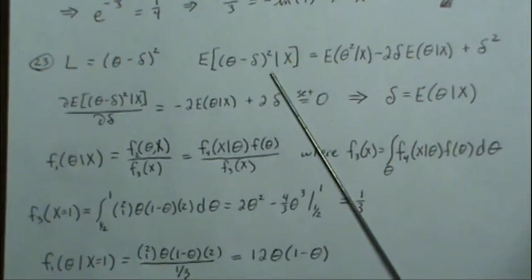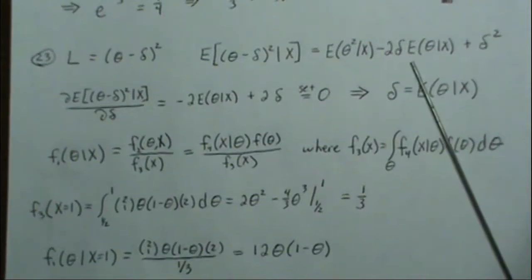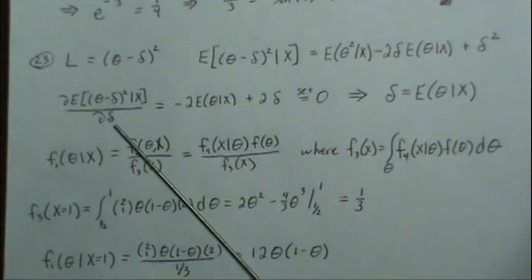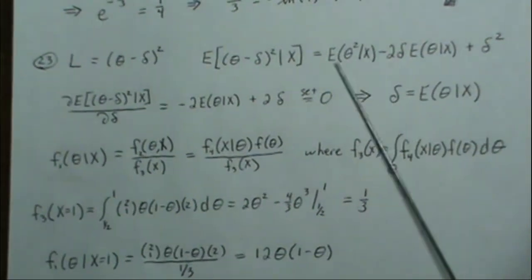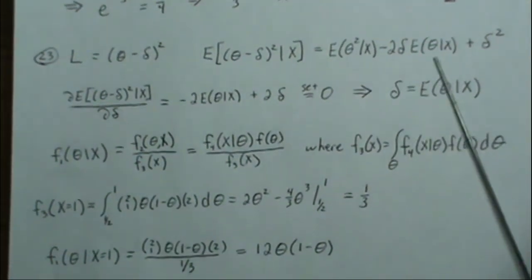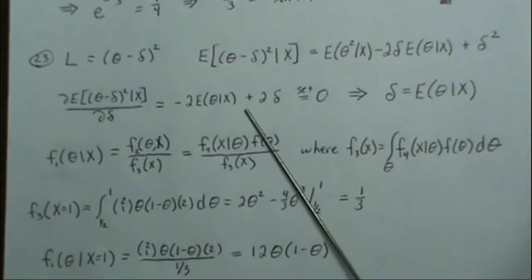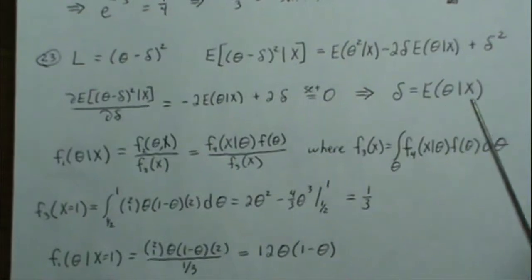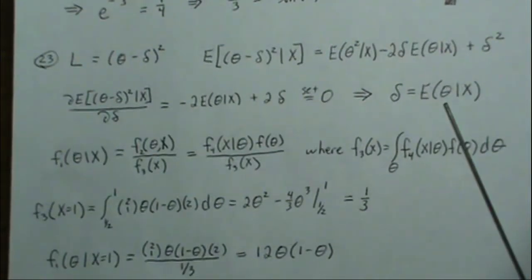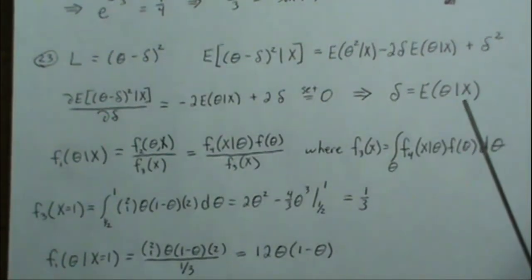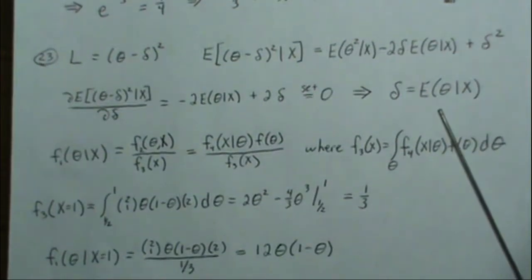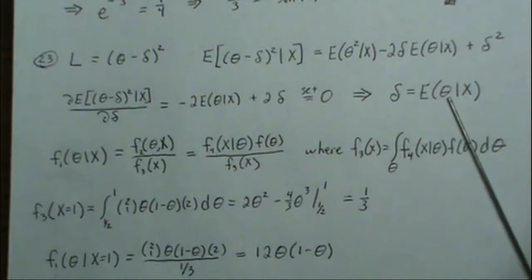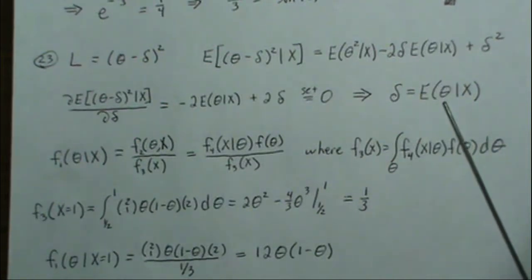Well, to find the minimum, we take the derivative with respect to delta. So let's take the derivative of this with respect to delta, and then this is a constant. So here we get -2 expected value of theta plus 2 delta, set it equal to 0. Then our delta is the expected value of theta given x. So we need to find the mean of theta using what's called a posterior distribution.